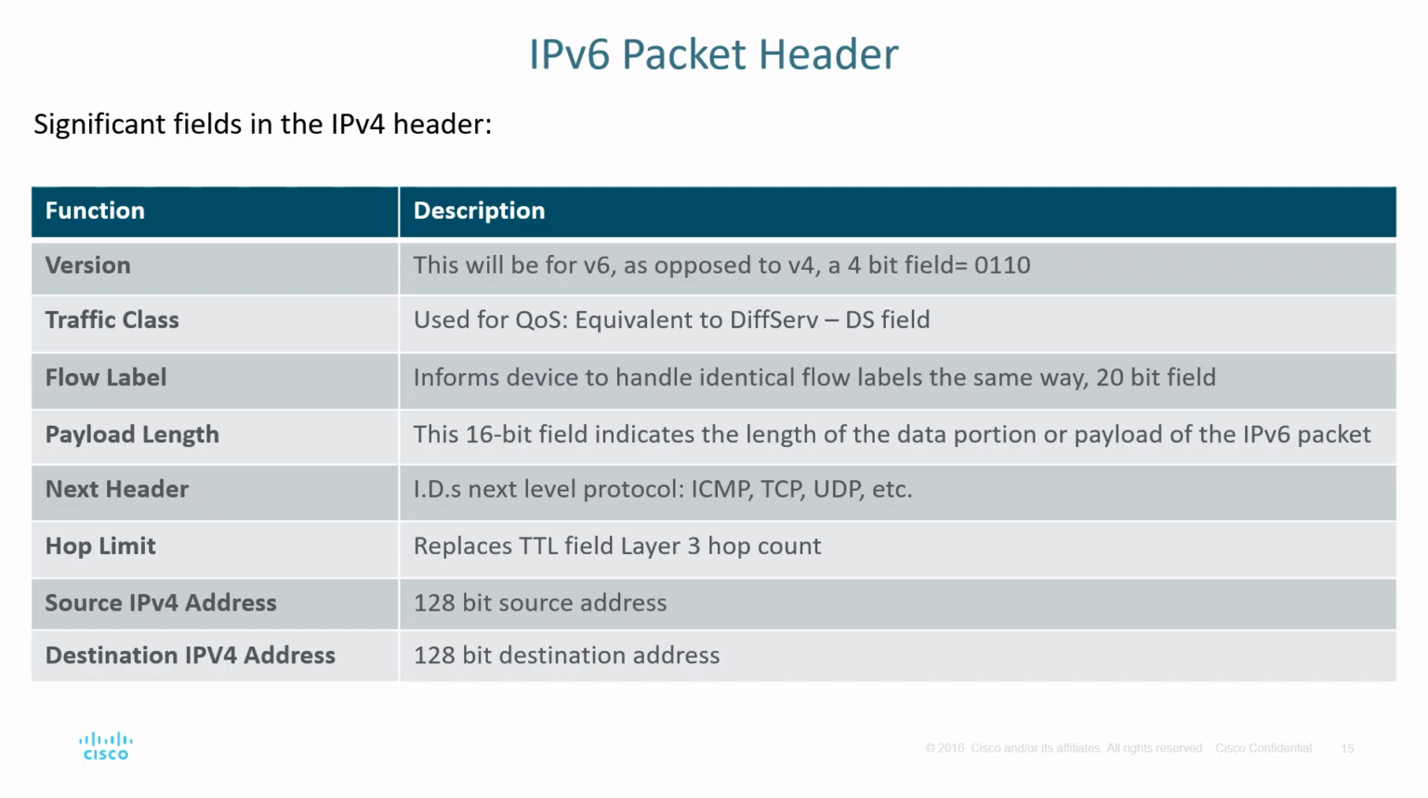Your payload length, this is the 16-bit field that indicates the length of the data portion or payload of the IPv6 packet. The next header is going to be the next level protocol, be it ICMP, TCP, or UDP. Your hop limit actually replaces that TTL field. And again, your source and destination is your 128-bit source and destination IP addresses.